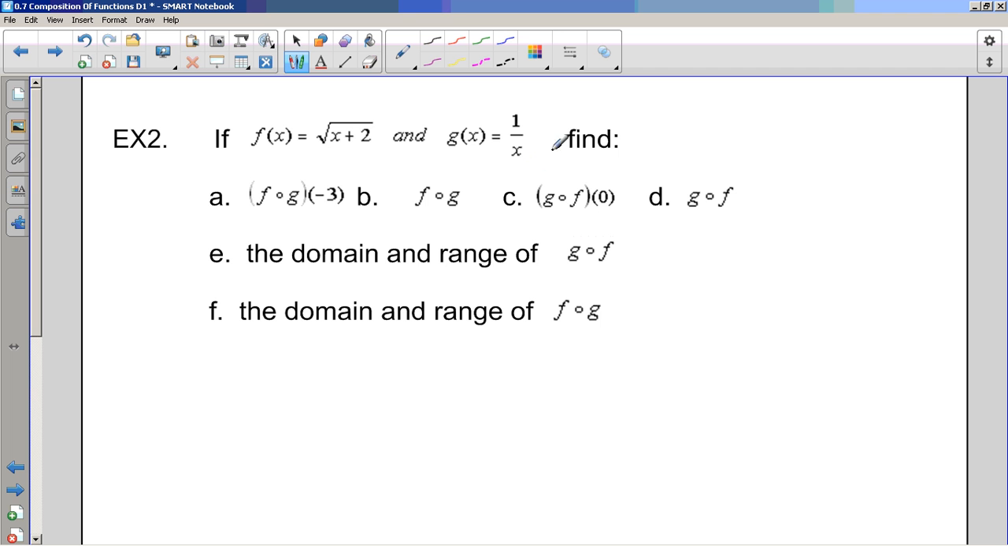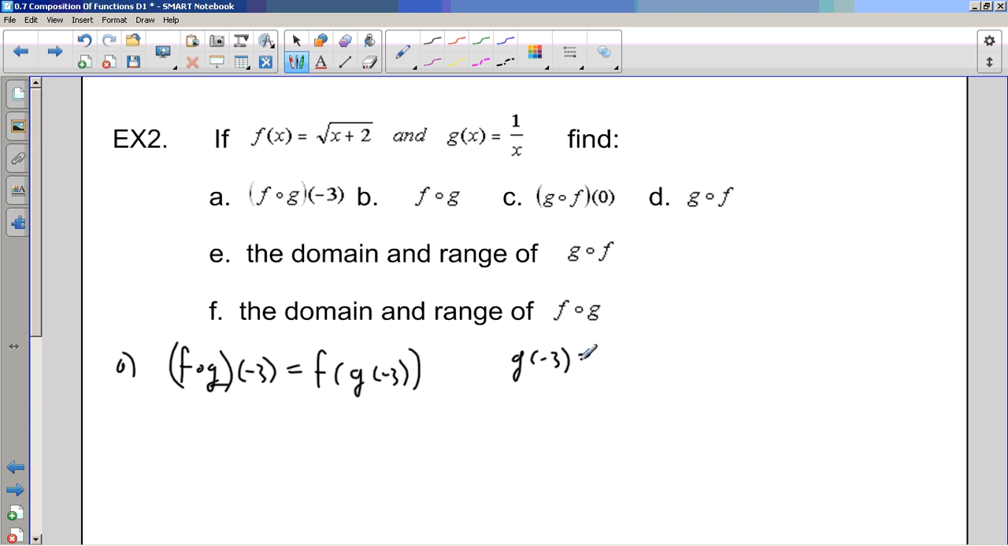So here we go. We've got two parent functions, right? The reciprocal function and the square root function that's been moved left 2, and we could graph these if we want to, but all we're asked for is a calculation here, so no problem. We know that f at g at -3 is just that, right? g is the inside function.